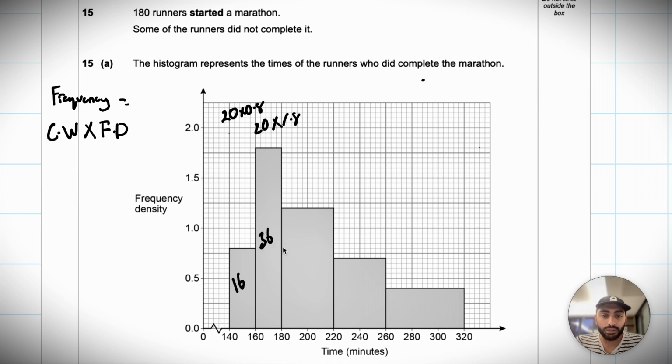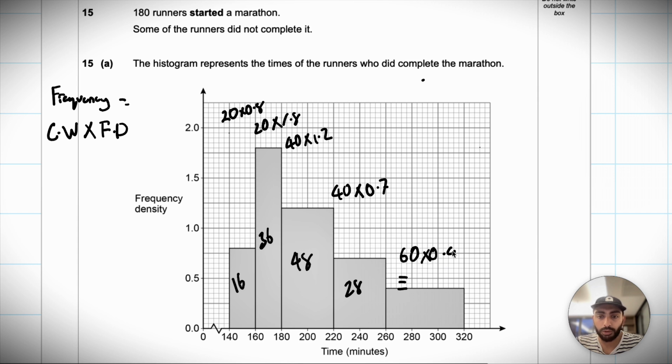The class width here is 40. 40 multiplied by, that'd be 1.25, so that'd be 1.2. 40 multiplied by 1.2 is 48. The class width here is 60, multiplied by, this is 0.5, this is 0.45, and this is 0.4. That gives me an answer of 24.